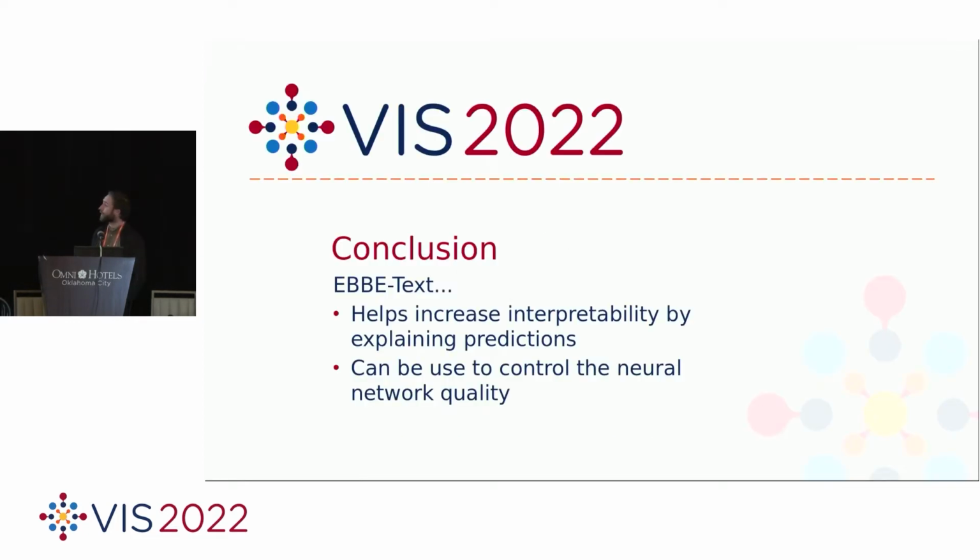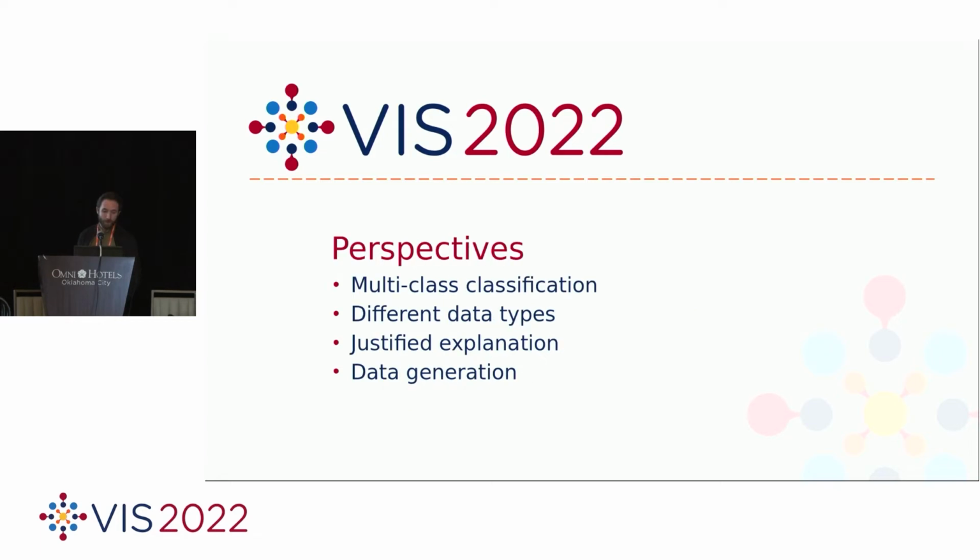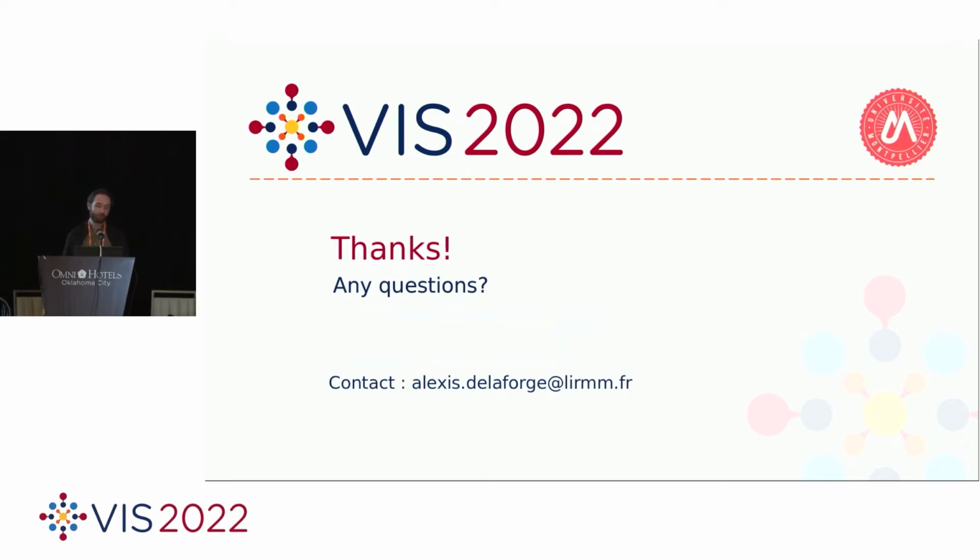To conclude, I will say that A/B text helps increase interpretability of neural networks by explaining predictions through many localities. It can be used to control the neural network quality. I will add that A/B text is not only useful for neural networks, but it can be used with many classifiers. Concerning our perspective, we want to extend the visualization of the decision boundary for neural networks to multi-class classification. We also want to try different data types, and add justified explanation and data generation to explain predictions. Thank you all for your attention, and I will be happy to answer your questions.